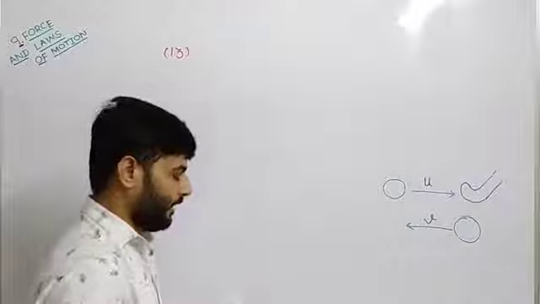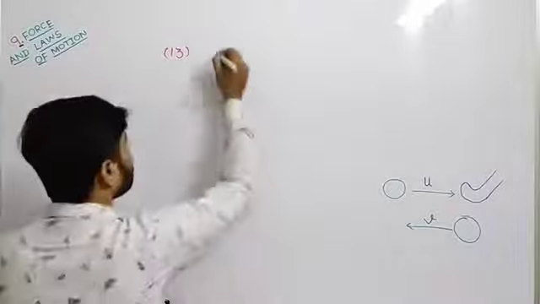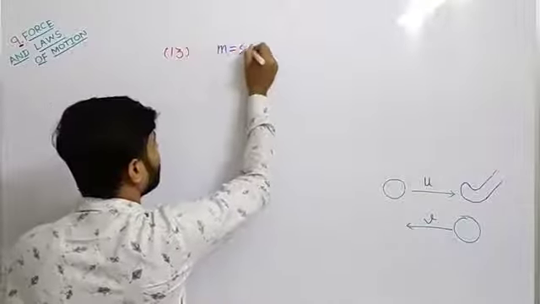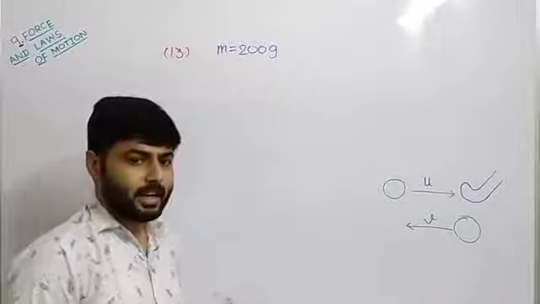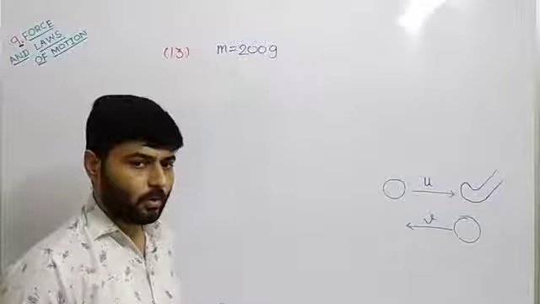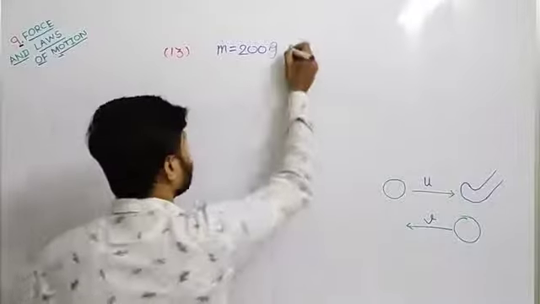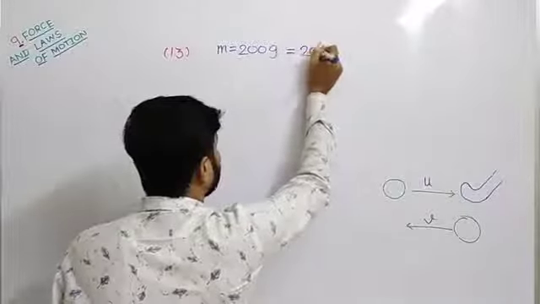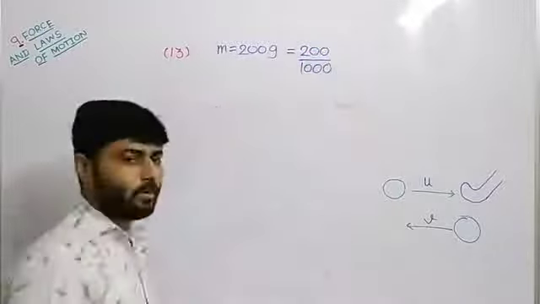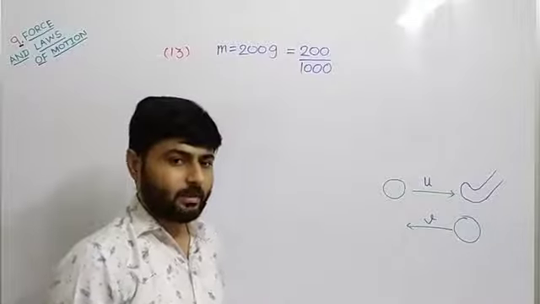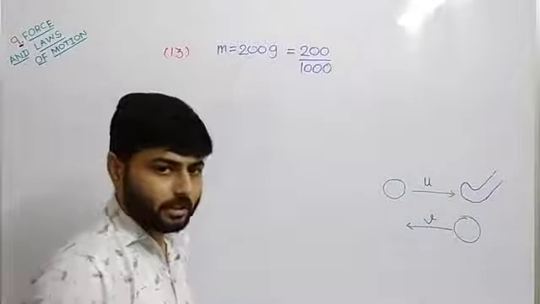So here we have u is equal to, first of all we have mass. Mass is equal to 200 gram. And now tell me, is this 200 gram in SI unit? No, this is not in SI unit. So what do we have to do? We have to convert it into SI unit. So I have to divide it by 1000. I hope you know 1 kg is equal to 1000 gram. So I have to divide this 200 by 1000.